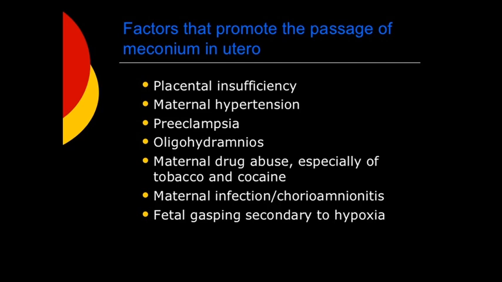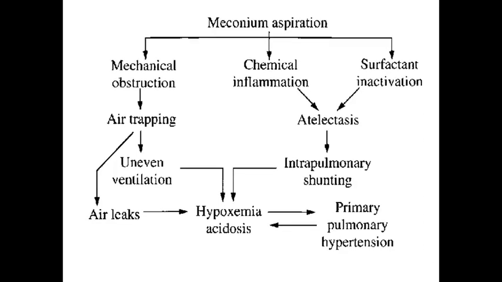So then when these stools enter through the baby's nose or through the mouth, they can go to the lungs and cause meconium aspiration syndrome. So this is what happens in meconium aspiration. When the meconium is inside the airways, it blocks the air from entering into the lungs. So it results in hypoxemia, lack of oxygen in lungs, and as a result, lack of oxygen in blood.